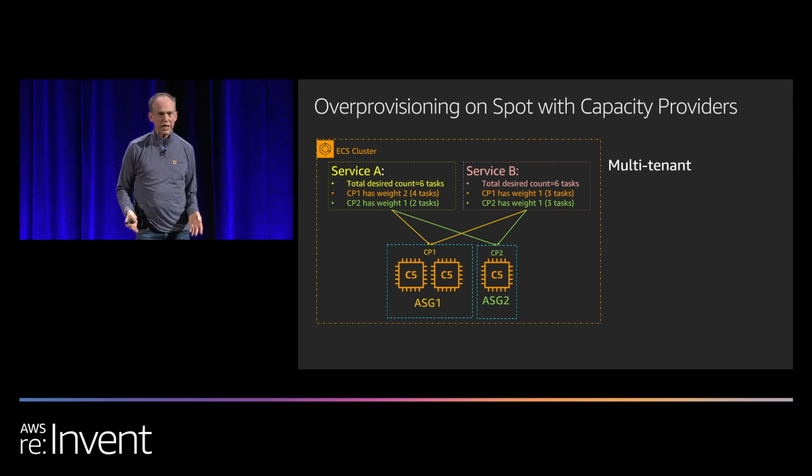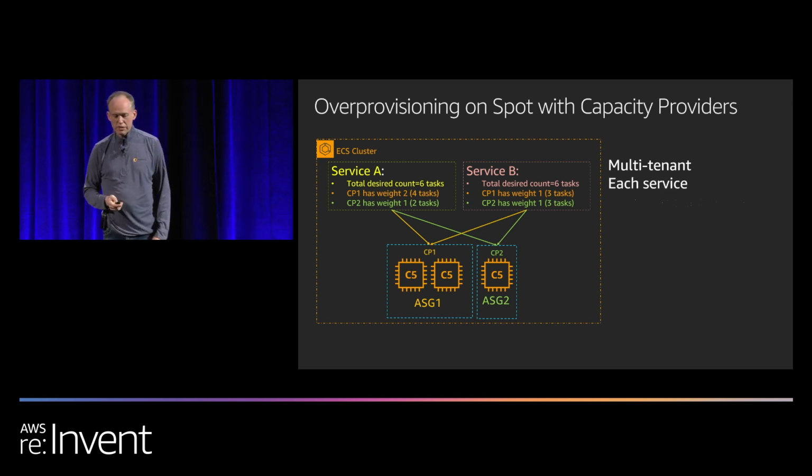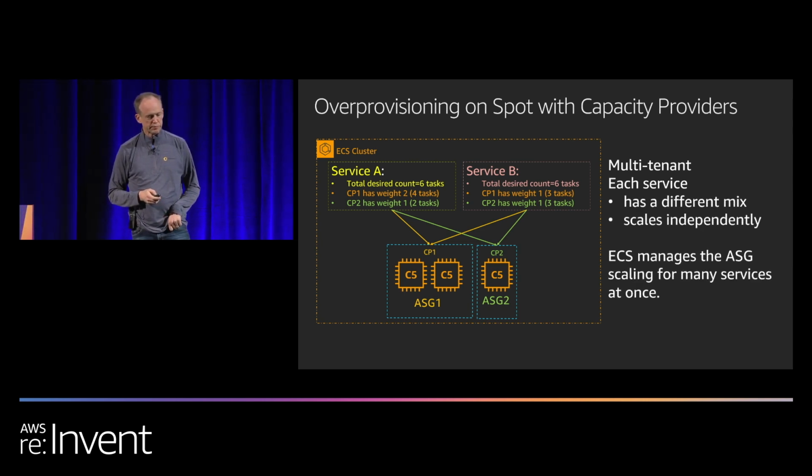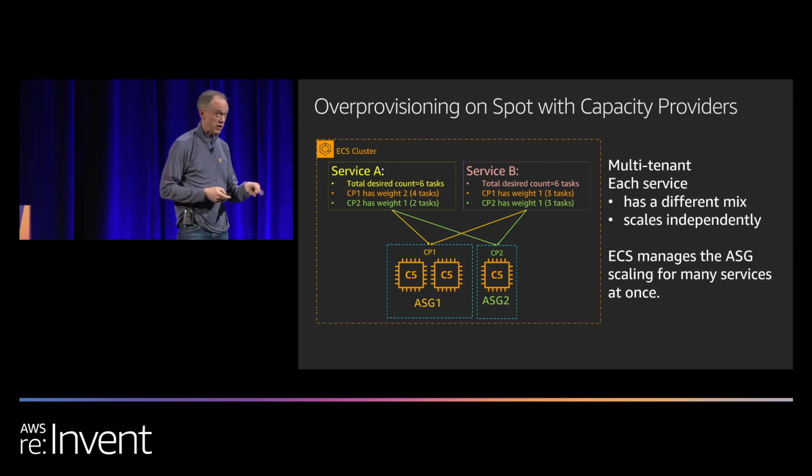So I get multi-tenant services in a cluster, all over-provisioning in the way that they need to, and it all just works. This also works with Fargate and Fargate Spot.